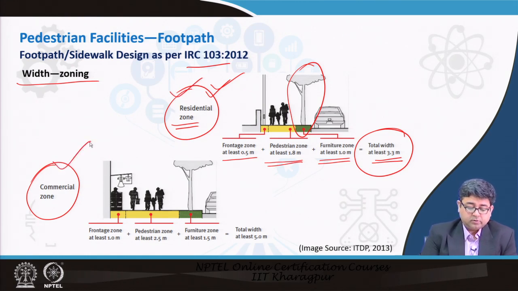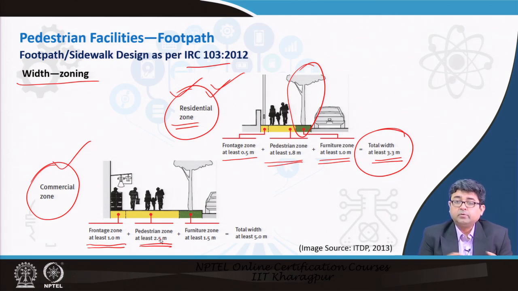Similarly, for the commercial zone, what it says is that now your frontage should be increased to at least 1 meter, because there will be a lot of activity along your frontage, especially because you are in a commercial zone, and your pedestrian zone should be wider as well.